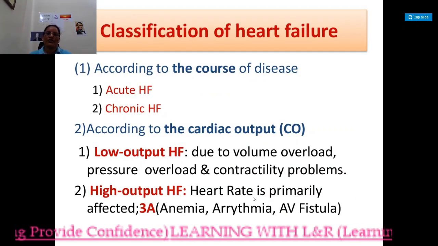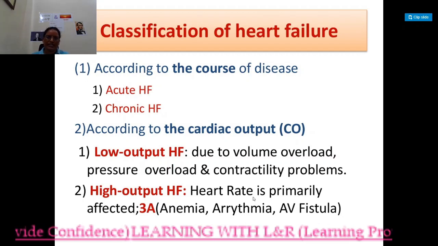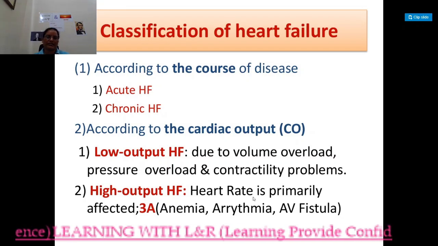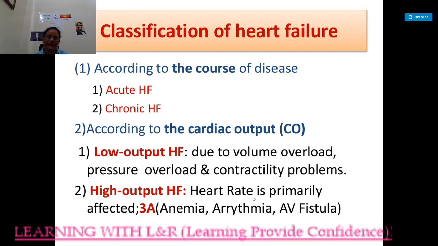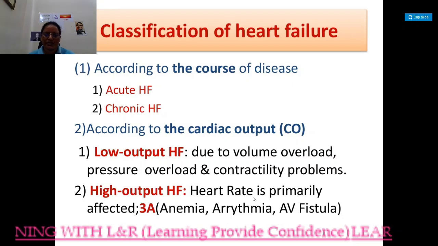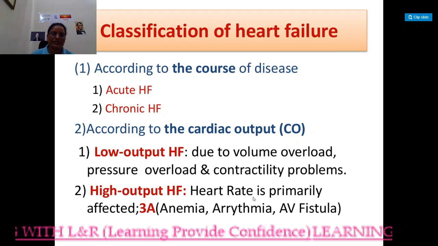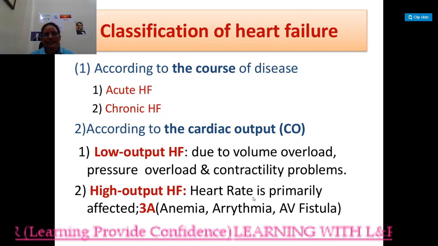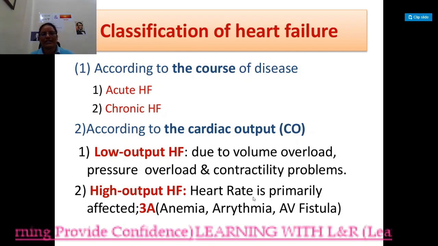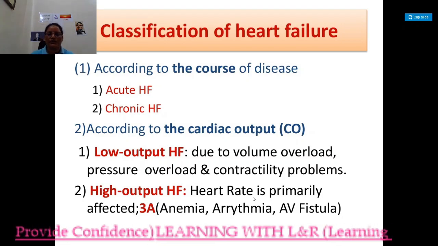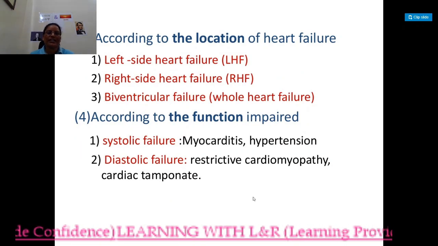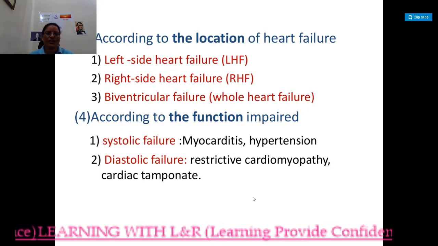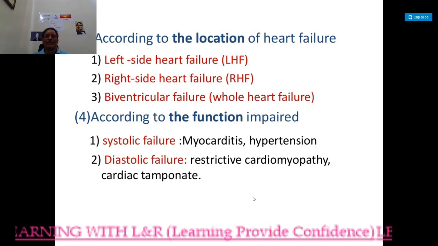Then classification of heart failure according to the course of disease: acute heart failure when the disease starts to happen, and chronic when it becomes a worse condition. According to the cardiac output: low output heart failure due to volume overload, pressure overload, and contractility problem, and high output heart failure. Then according to the location: left side heart failure, right side heart failure, or both; or according to the function, systolic failure or diastolic failure.